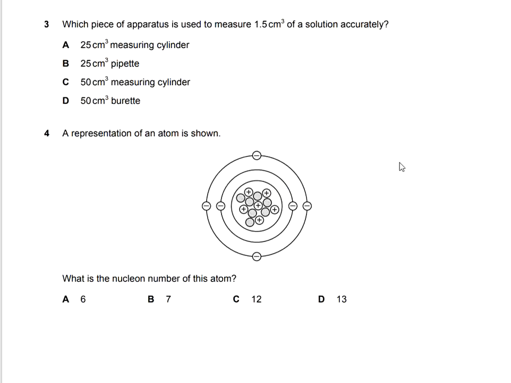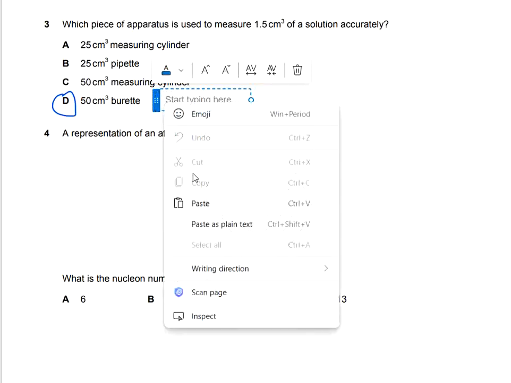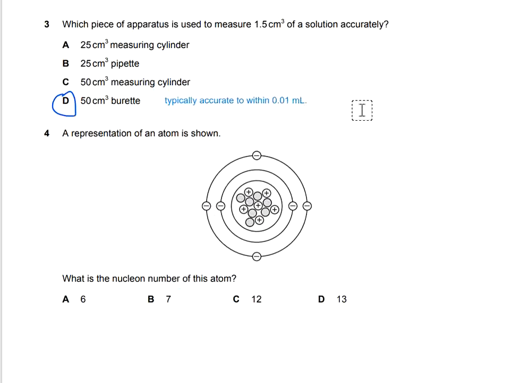Which piece of apparatus is used to measure 1.5 cubic centimeter of a solution accurately? Actually, the correct answer for this is letter D. Why? Because a 50 cubic centimeter burette is very accurate, to within 0.01 ml. So it's better to use a 50 cubic centimeter burette than the other apparatus.